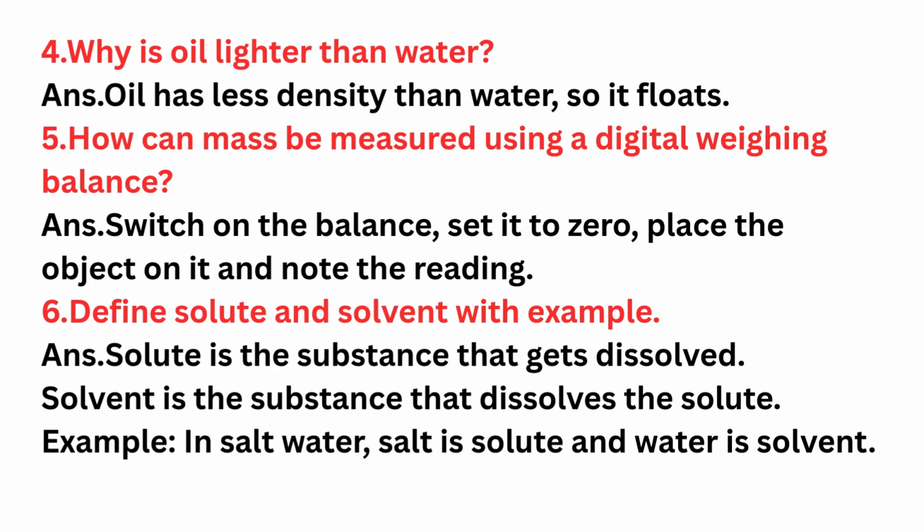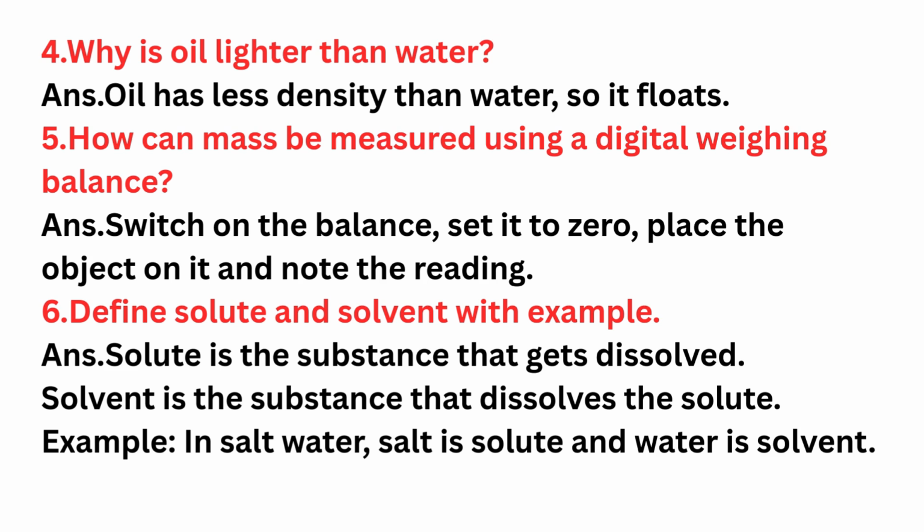Question number 4: Why is oil lighter than water? Answer: oil has less density than water, so it floats. Question number 5: How can mass be measured using a digital weighing balance? Answer: switch on the balance, set it to 0, place the object on it and note the reading.